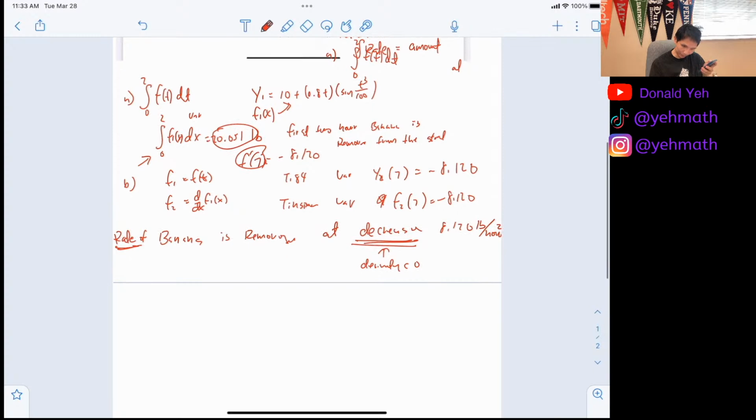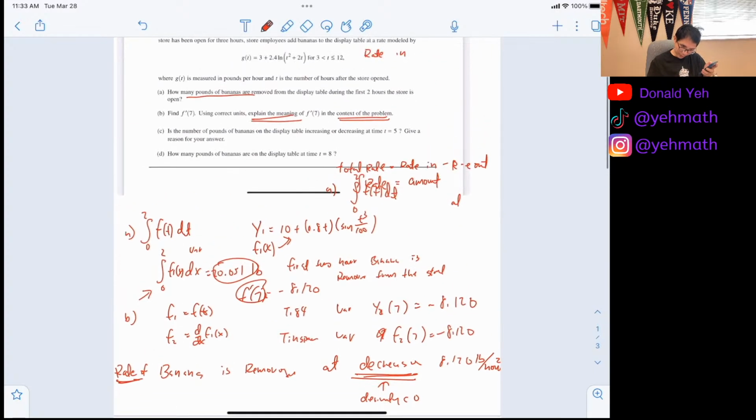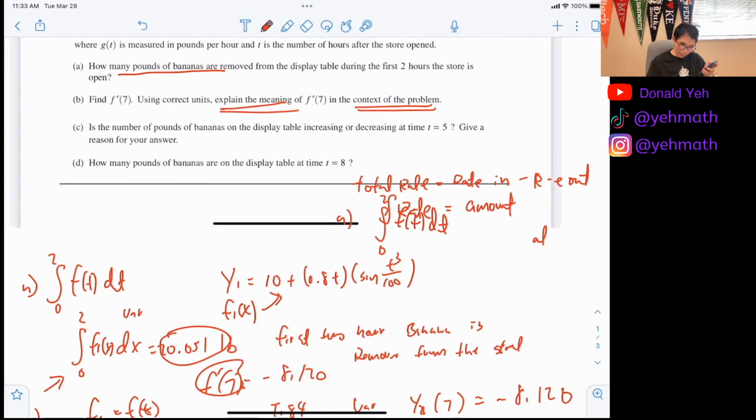Let's go to C. The C, what you're going to do is what? What is C asking? C is asking, is the number of pounds of bananas on the display table increasing or decreasing at t equal to 5? So this is the part where you compare how much people are taking the bananas away and how fast you stack things up there. Does that make sense?